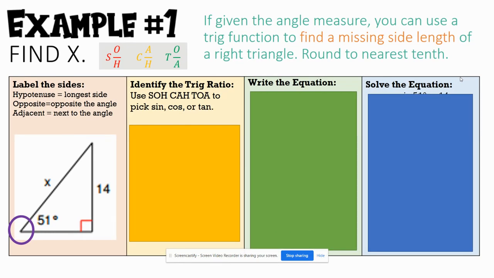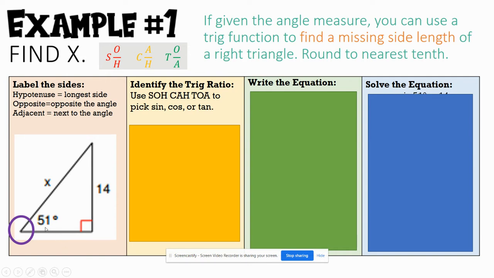Now, number one, this might look familiar because we did some examples last Thursday. For this, if given the angle measure, you can use a trig function to find a missing side length of a right triangle. We're going to do exactly that, and we want to make sure that we round to the nearest tenth. So this is what a problem would look like. You have a right triangle, one of the acute angles is labeled, one of the sides has a number, and one of the side lengths has an x, and then the third side is just blank.